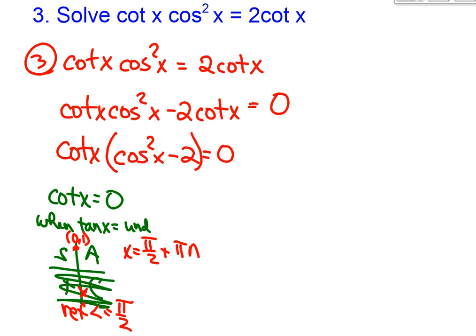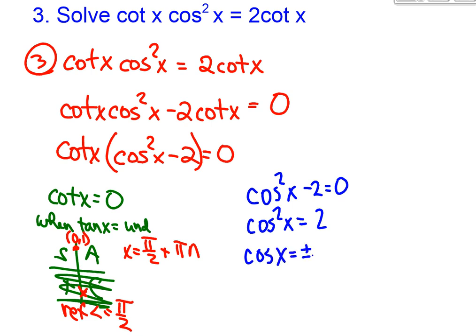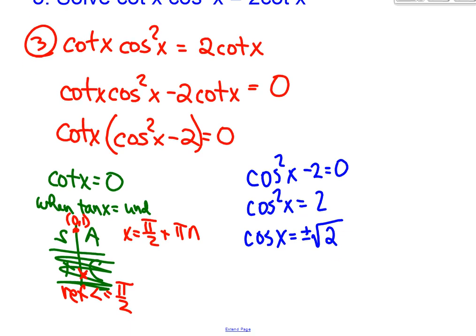And then our other factor is cosine squared x minus 2 equals 0. And so then we just get that cosine squared x alone. So that's equal to 2. And then the cosine of x equals plus or minus the square root of 2. What's this? Think about what the square root of 2 is as a decimal. It's about what? 1.414. Do you remember that? So it's about 1.414 or negative 1.414.